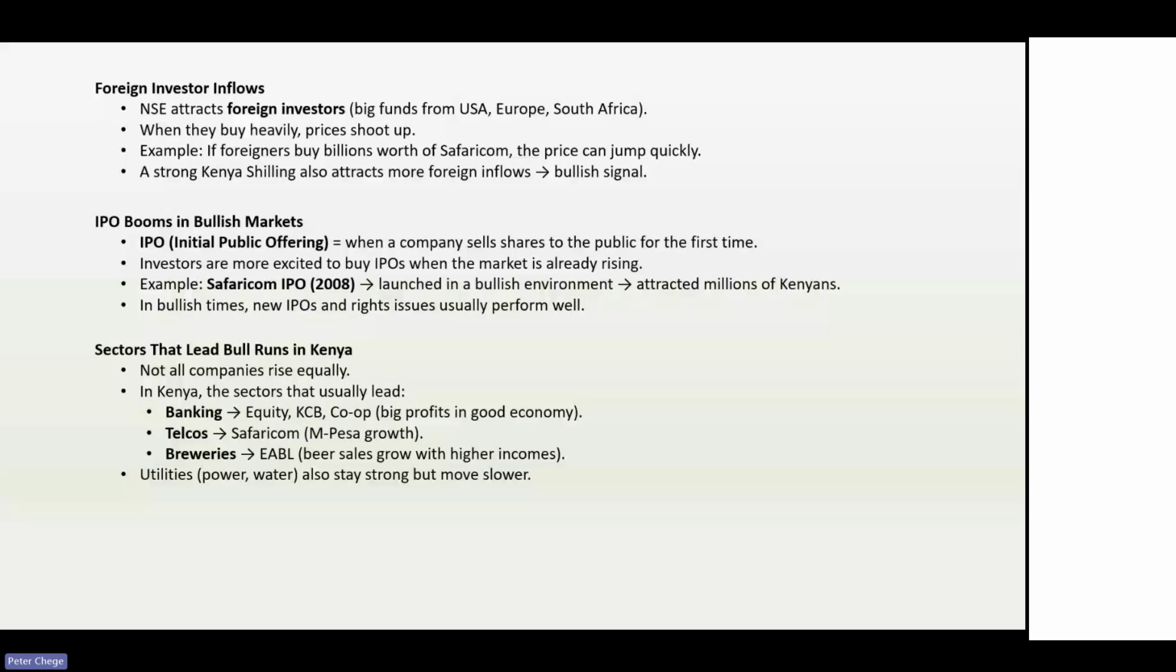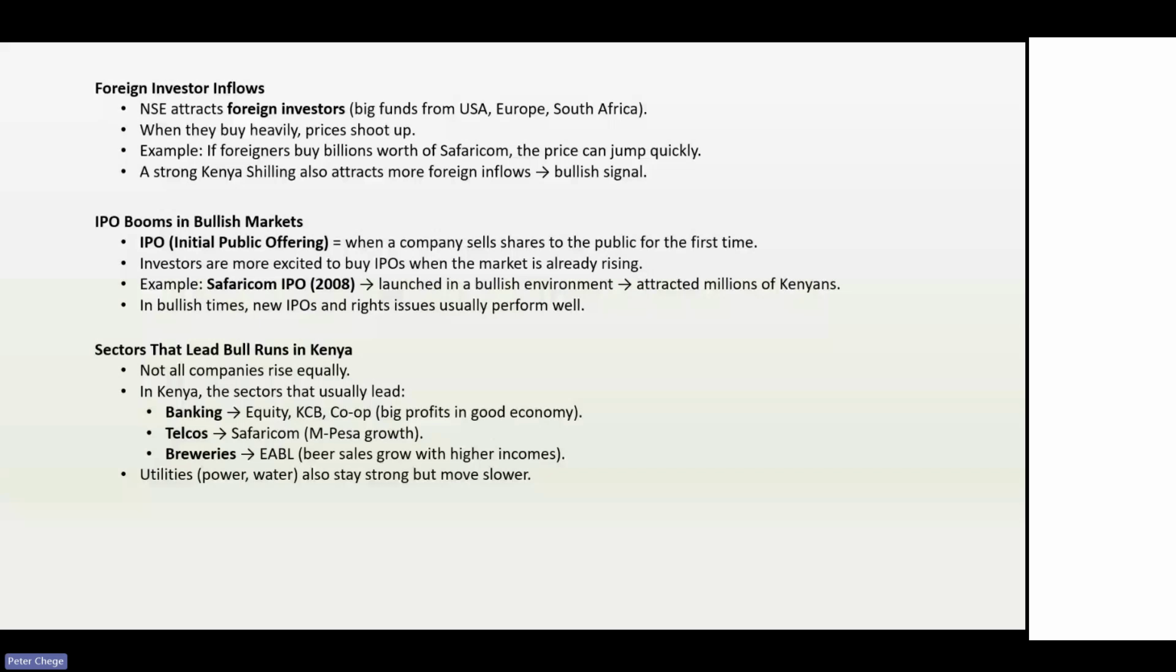So you find during a bullish market, IPOs and rights issues will usually perform well because people want to be associated with performing companies at NSE for growth and also dividends. So there are sectors that contribute to a bullish market. Remember, for a bear market, it's not the sectors. Any share can be affected. But for a bull run, there are those that contribute because they don't all appreciate in price equally.